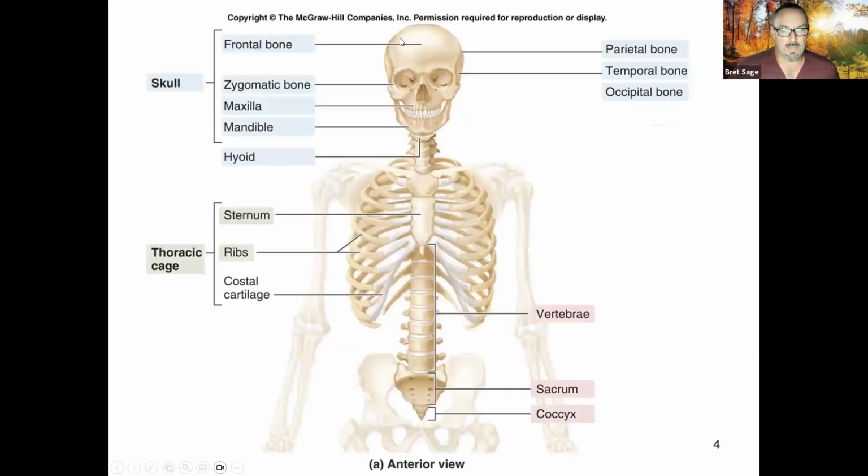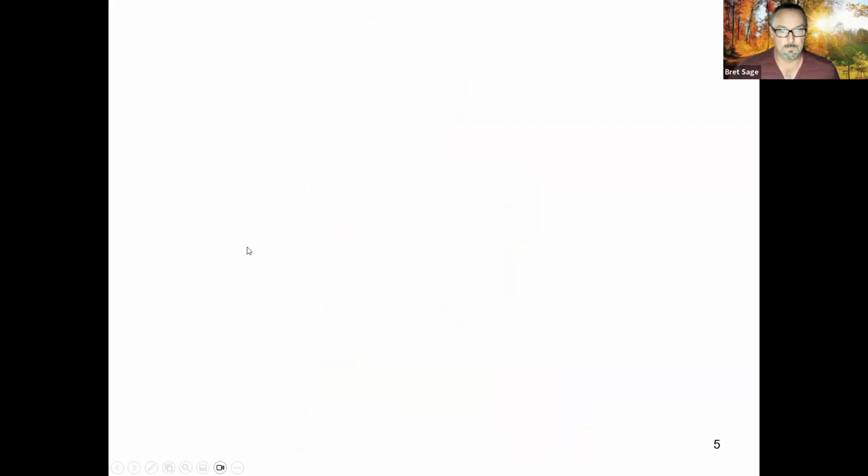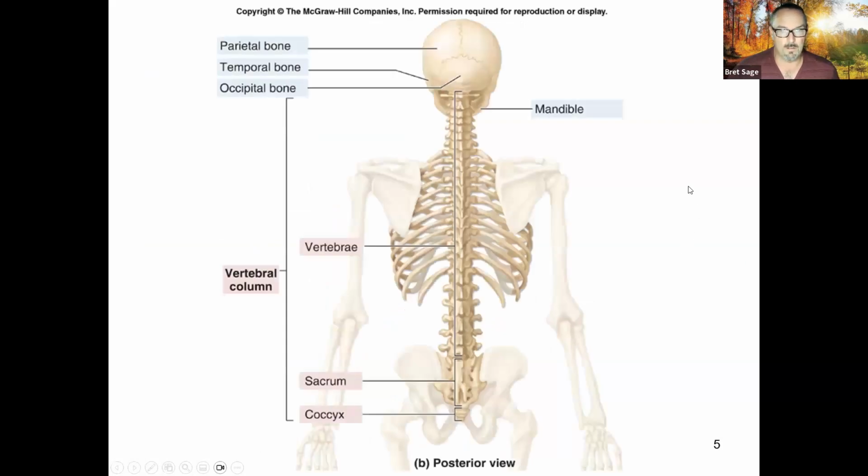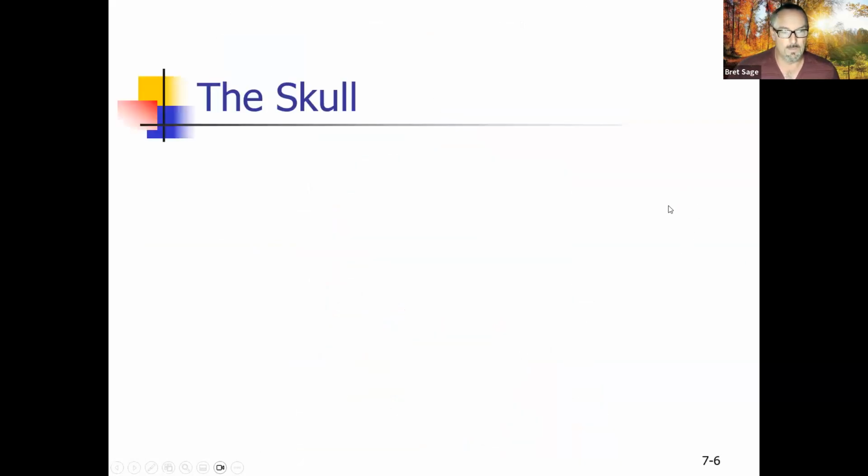Okay, so here's your axial skeleton. You can see it's everything that's not paled out: skull, vertebrae, ribs, sternum, sacrum, and coccyx. Notice that the pelvis is not included because it touches the legs. And the scapula and clavicle are not included because they touch the arms. There's the posterior view of the axial skeleton.